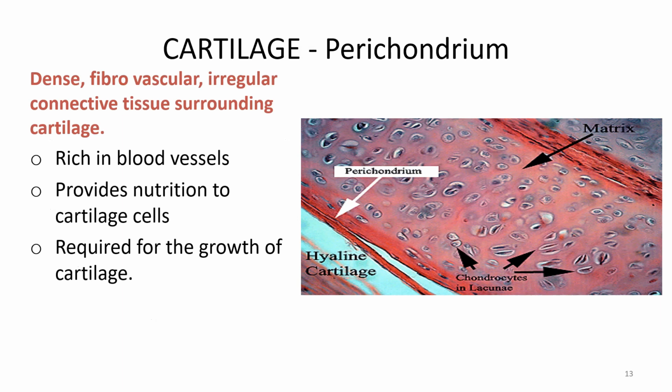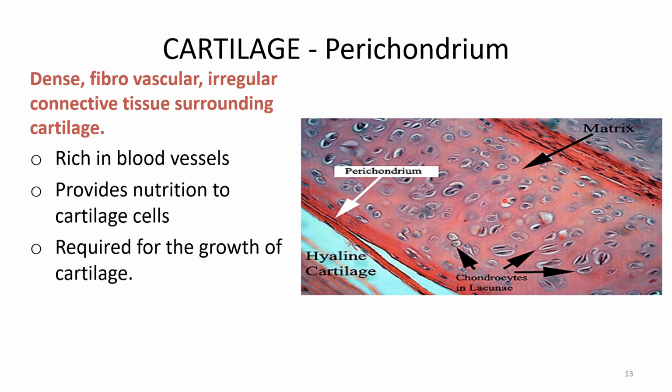Coming to the perichondrium. All around the cartilage there is the perichondrium, and the perichondrium is a dense fibrovascular and irregular connective tissue that surrounds the cartilage, and you have learned that it is rich in blood vessels and it provides nutrition to the cartilage cells. By diffusion the cartilage cells receive nutrition from the perichondrium, and the perichondrium is required for the growth of the cartilage. So if the perichondrium is removed, growth of cartilage will not take place.